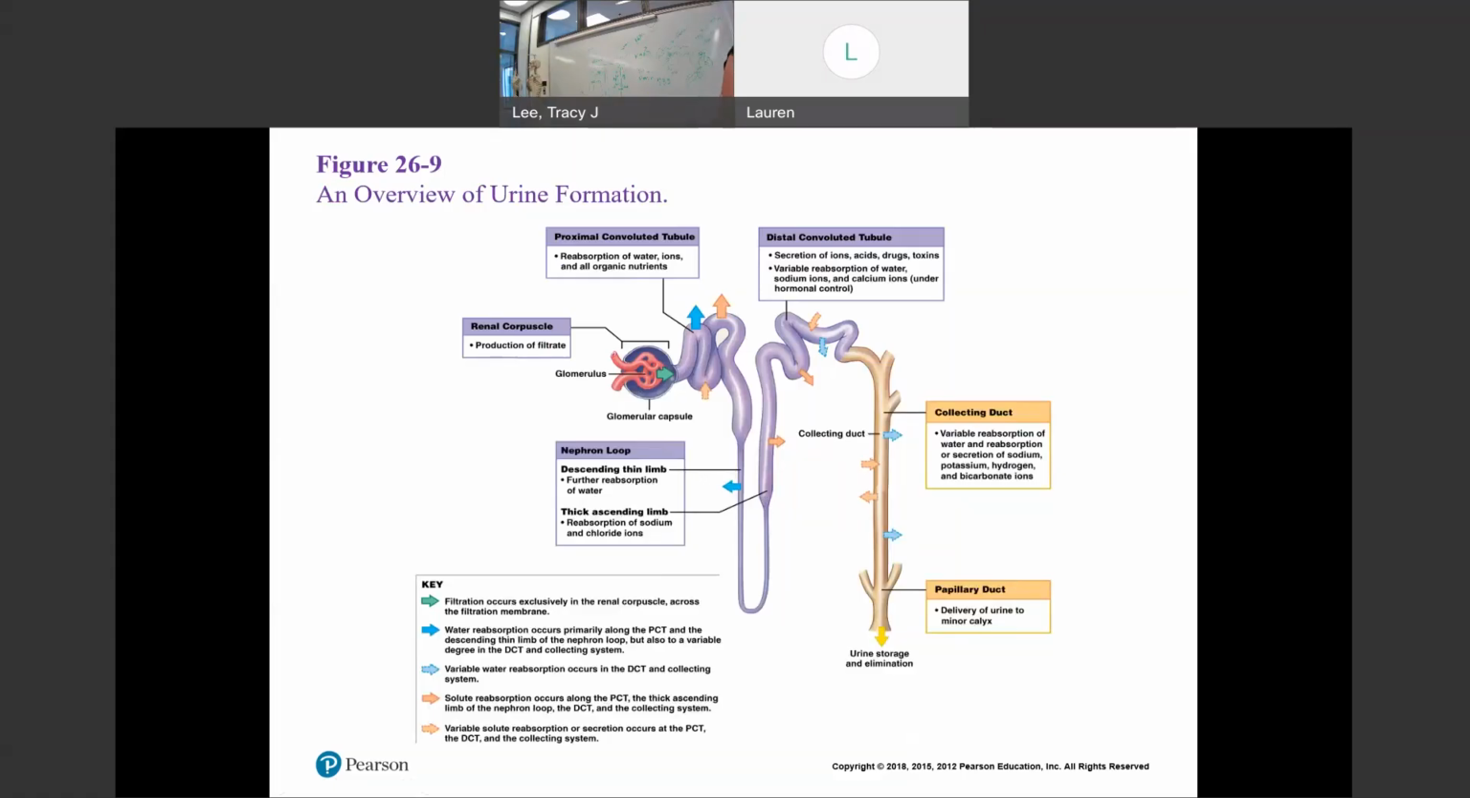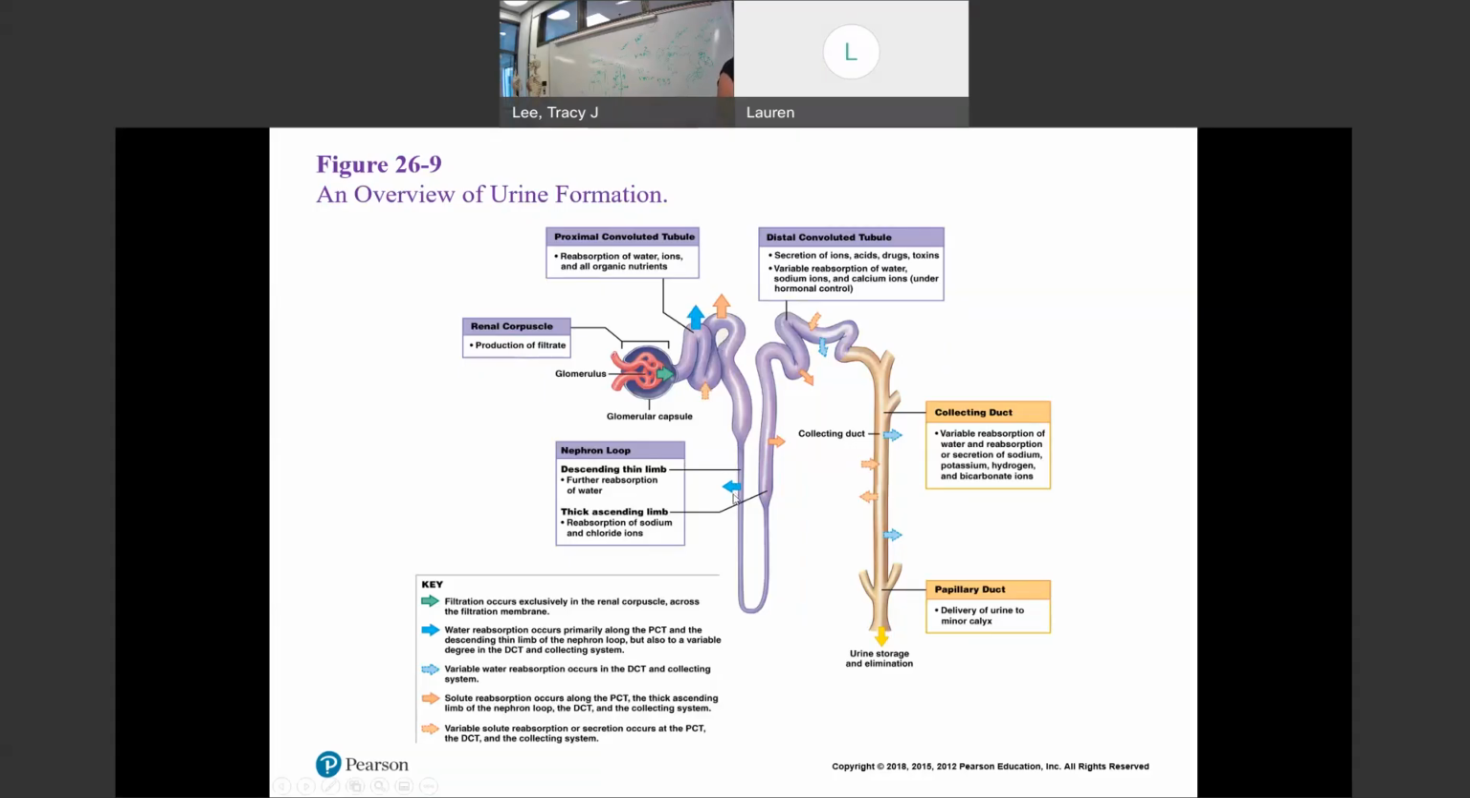I think I've really addressed the super important things. But if you look at green, we're just filtering it based on pressure. When we get to proximal convoluted tubules, if you go down here to the key, water is one of the big things that comes out of the proximal convoluted tubules. And solutes, we talked about that. Important ions, things like that are going to come out of the proximal convoluted tubules. We might do a small amount of secretion.